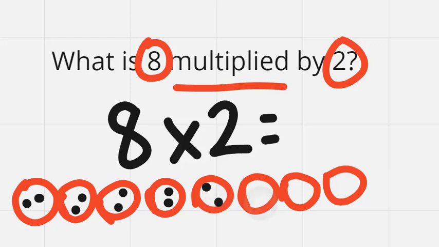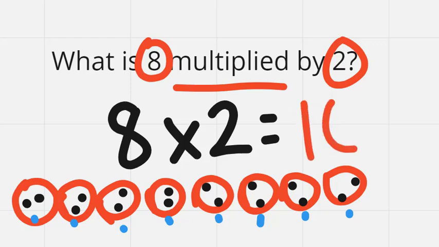When we have 2 in each group, we can count by 2s. Let's count together. 2, 4, 6, 8, 10, 12, 14, 16. 8 times 2 equals 16. So 8 multiplied by 2 is 16.